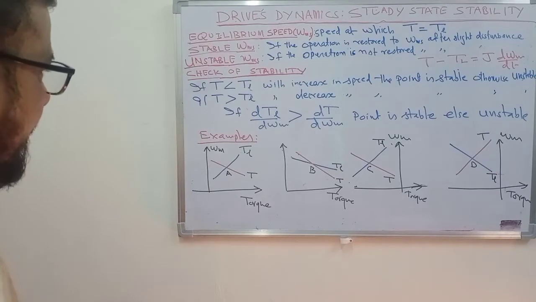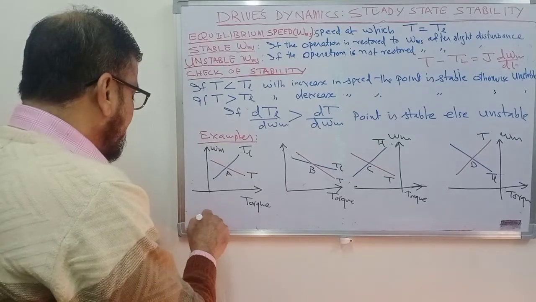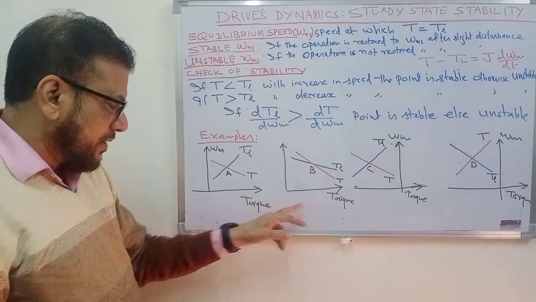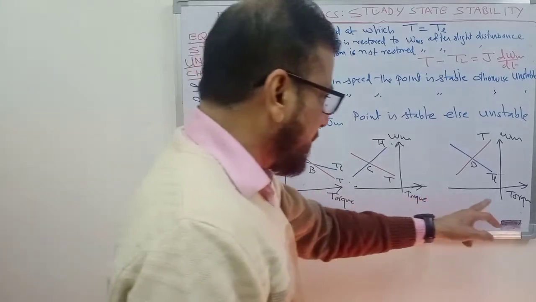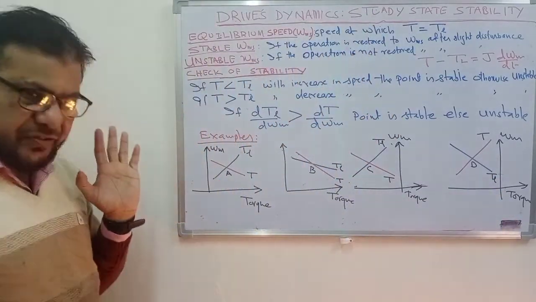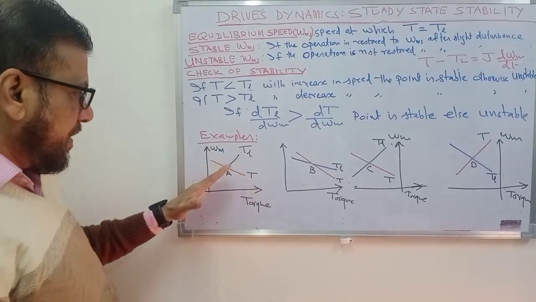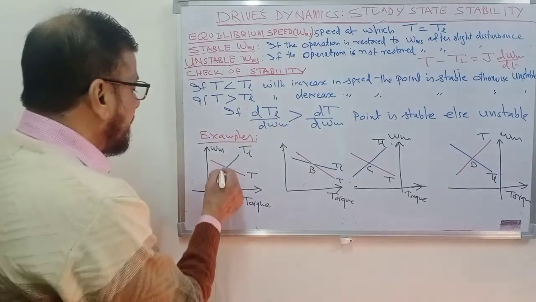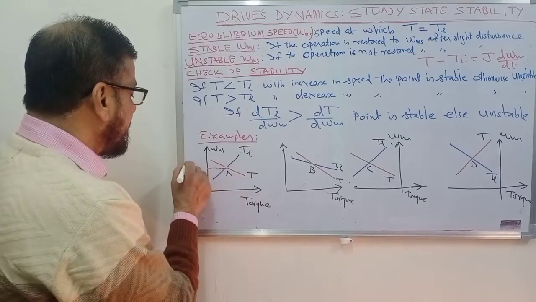Now let us take a few examples. I have taken here 4 examples. These two are for the case of motoring mode. These two are for the case of braking mode, forward braking mode. Let us take the first case. Here the speed torque characteristic of the motor is drooping, where the load torque is increasing with the speed. So this point is the operating point.